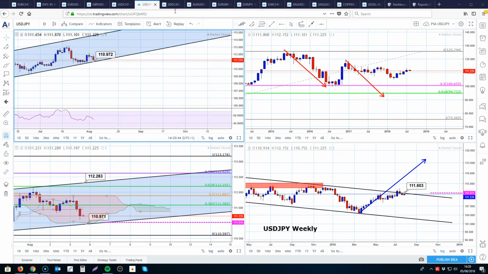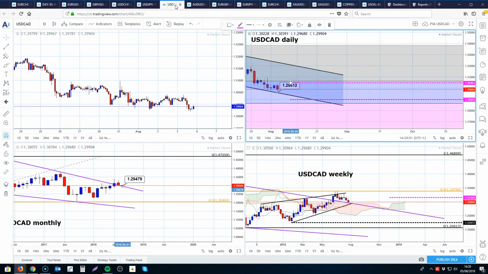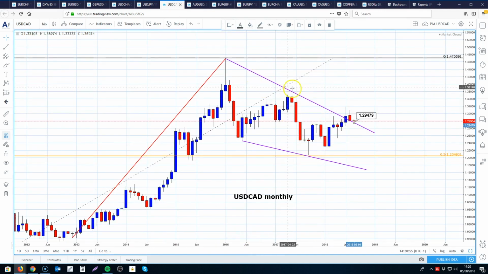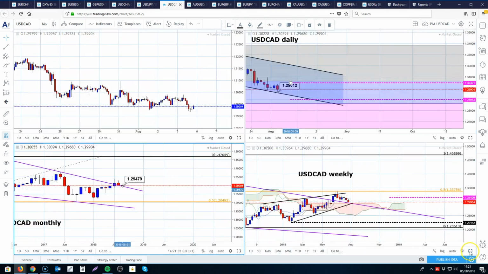Intraday, I'm sure we'll be selling into rallies at the beginning of the week, but we're going to be looking at that 110.97 support level. Dollar CAD, large wedge formation, broke out, looks like a false breakout. We've got reverse trendline support at 129.48.